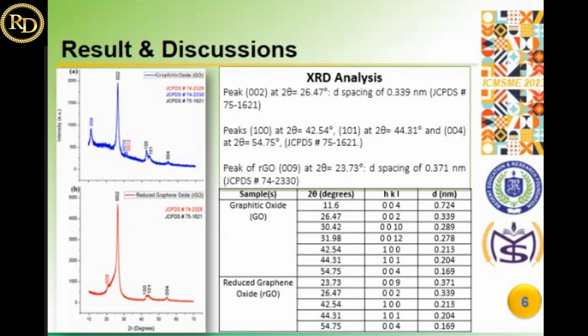Here we can see a table provided for various 2 theta values, and the Miller indices HKL are given for each corresponding peak. 2 theta is the angle between the transmitted beam and the reflected beam. This is the first sign that graphitic oxide and reduced graphene oxide have been produced in the material we synthesized in the lab.